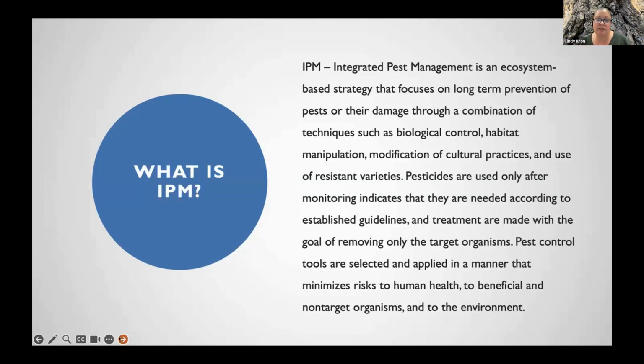So a combination of techniques such as biological control, habitat manipulation, modification of cultural practices, and use of resistant varieties. Pesticides are used only after monitoring indicates that they are needed according to established guidelines. Those guidelines are based in research that has been previously done, and treatments are made with the goal of removing only the target organism. Pest control tools are selected and applied in a manner that minimizes the risk to human health, to beneficial and non-target organisms, and to the environment.